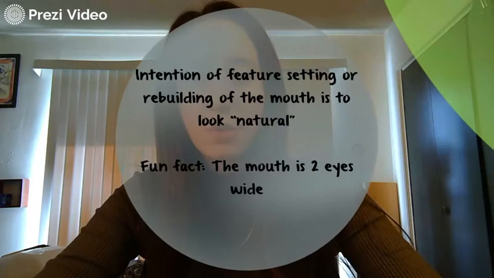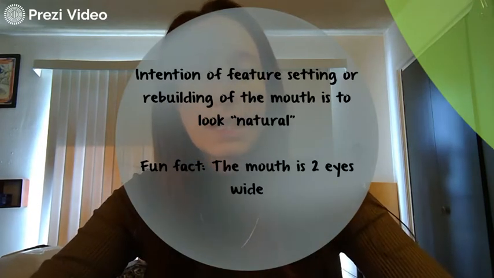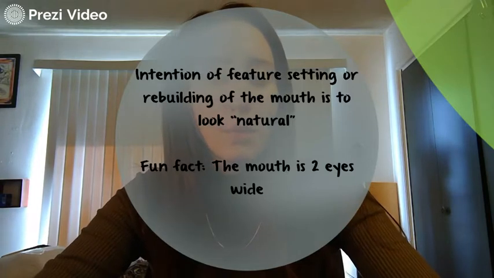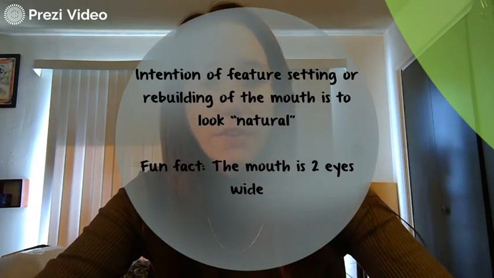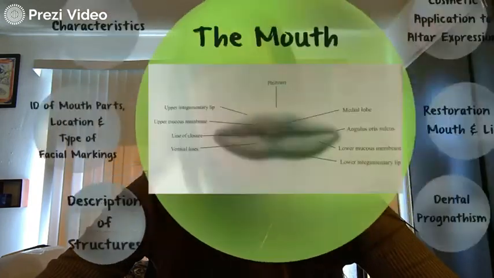Next, we have the description of structures. The intention of feature setting or rebuilding of the mouth is to look natural. We've learned to not say lifelike. And fun fact, the mouth is 2 eyes wide, if you fit into the canon of beauty.